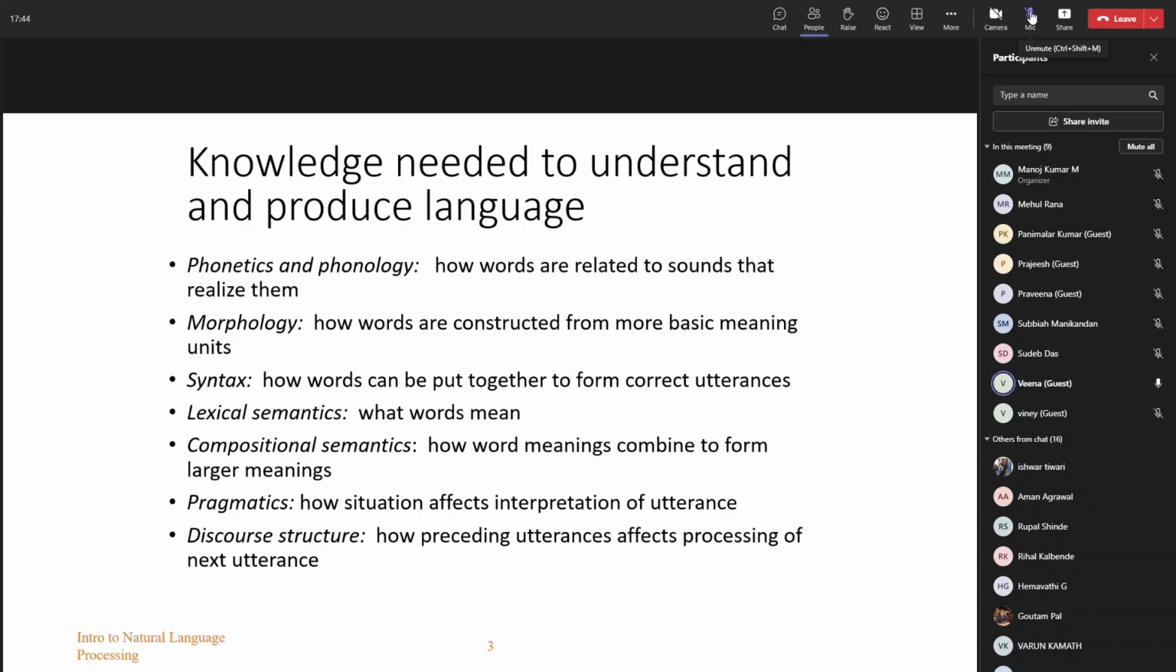The second is morphology, how words are constructed from basic meaning units. For example, cat is the base word, cats we can say. Friend is a word, friendly is the morphological form of that particular word.